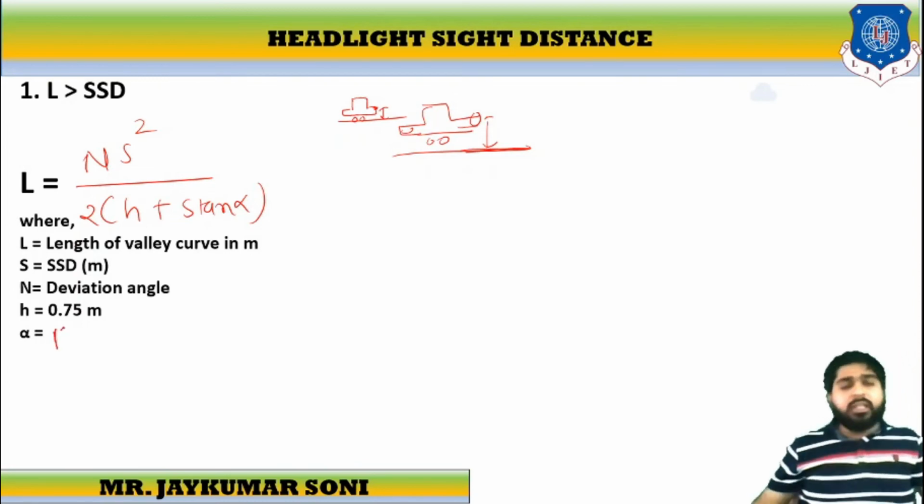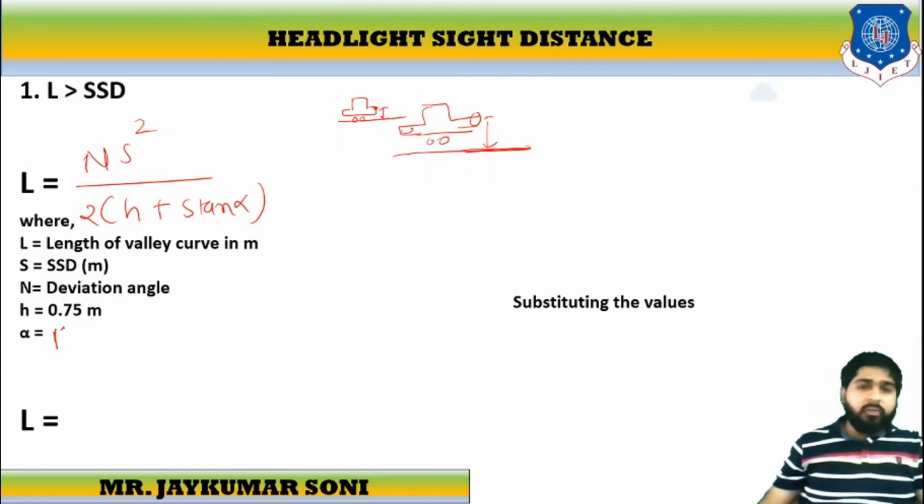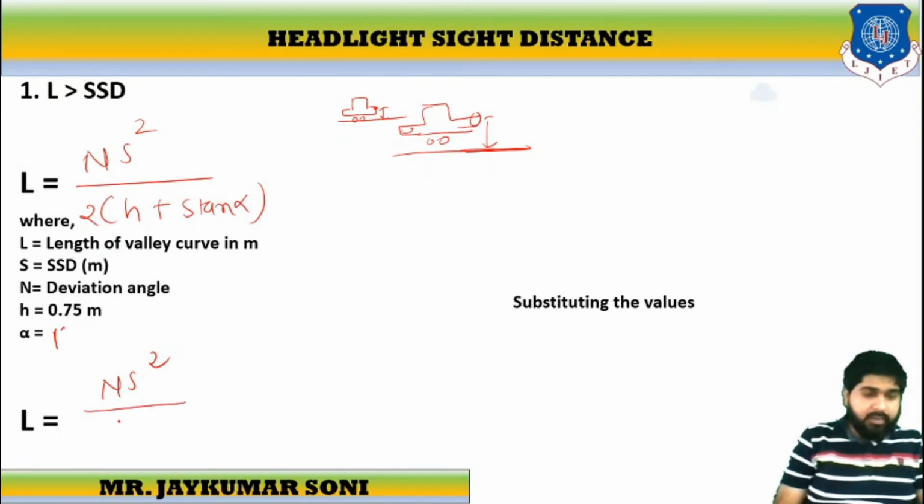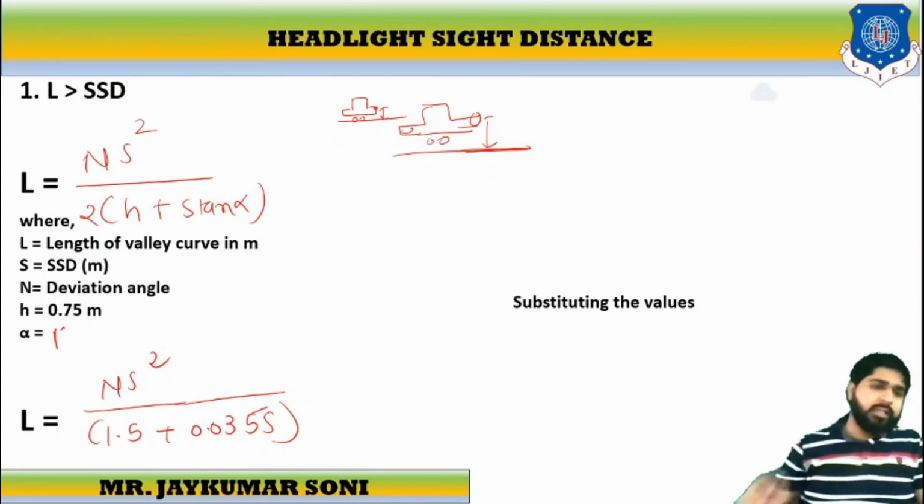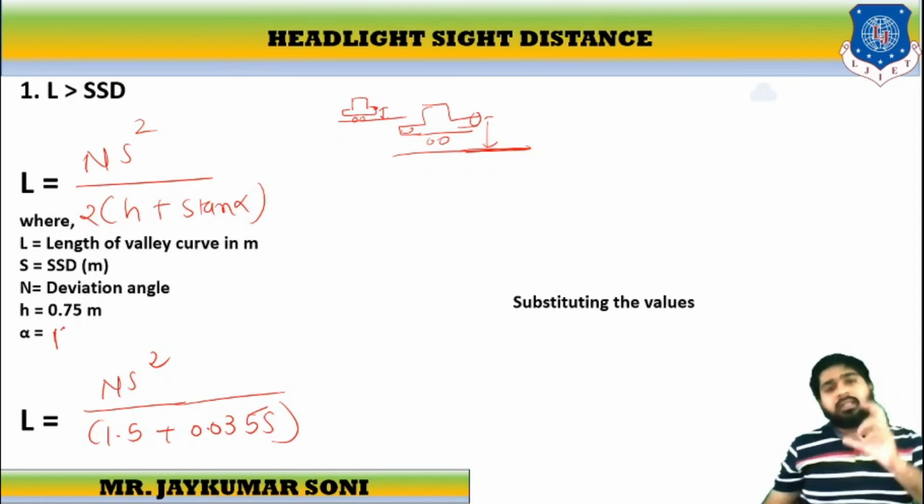If we substitute these values in this equation, what exactly we get at the end is NS square by 1.5 plus 0.035S. And the notations will be the same. N stands for deviation angle, S stands for SSD in meters. So this is the first thing.